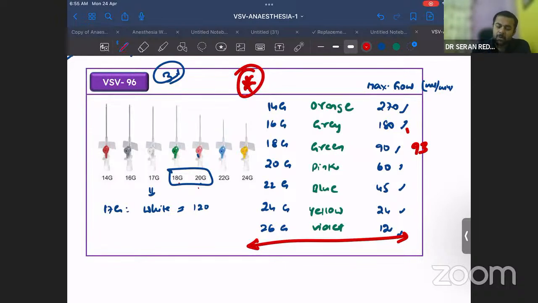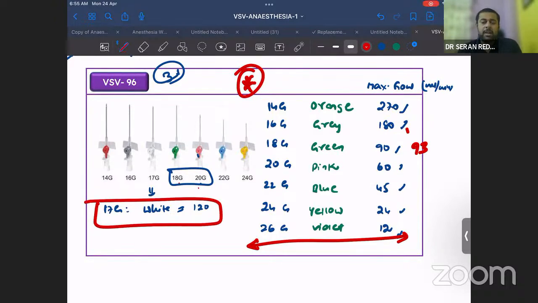Very, very important. There is one more, the 17 gauge cannula, which is white in color, but we are not commonly using it nowadays. So just spend 30 seconds seeing this. Usually the 16 gauge cannula you use in polytrauma. Another 15 seconds. Make sure if this question comes, you won't miss this.